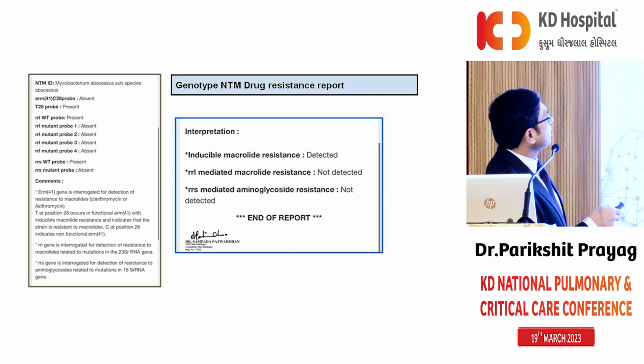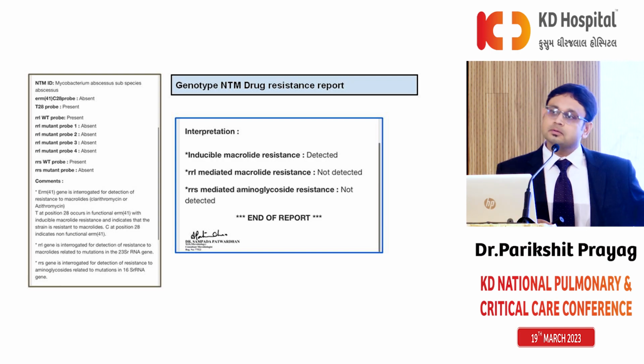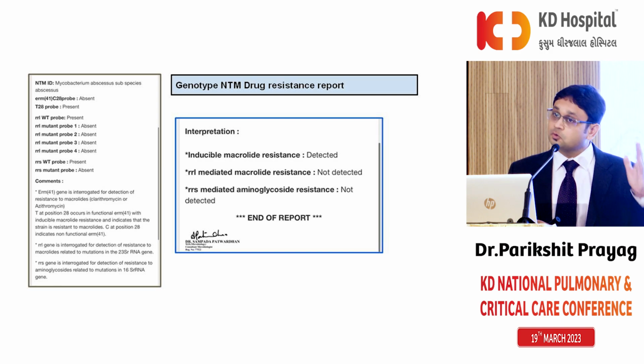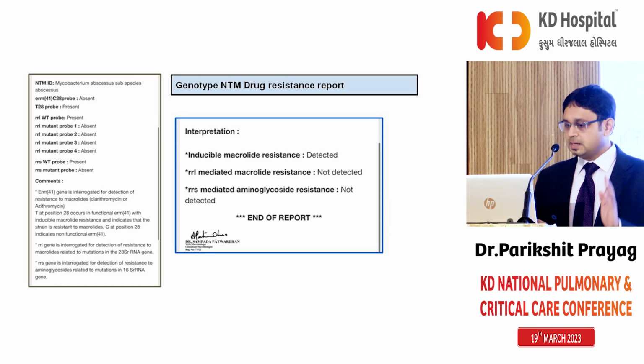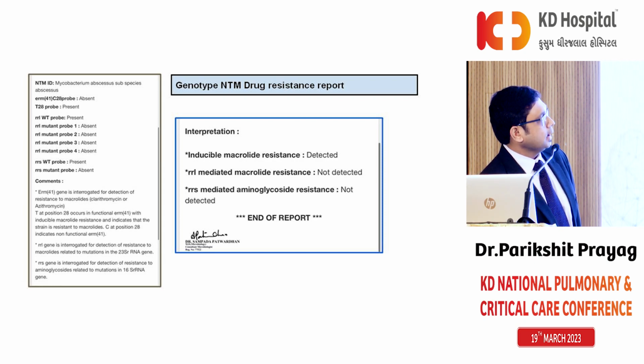Whereas if you look at RRL here, it's saying wild type probe present, which means that there is no RRL mutation here. And if this would have been present, again, clarithromycin would be resistant, but what is the difference? It's not inducible. It would have been resistant on day one itself. So what is the report here? Inducible macrolide resistance detected and constitutive not detected because it's wild type, and aminoglycoside resistance not detected.